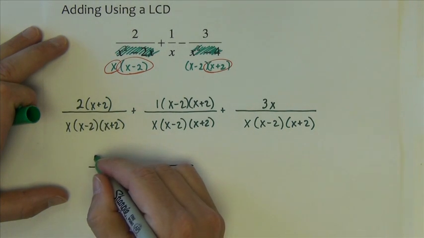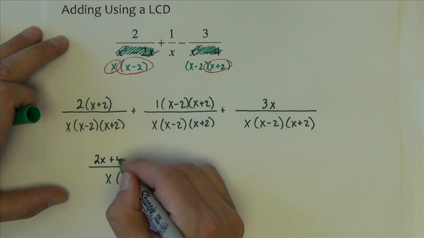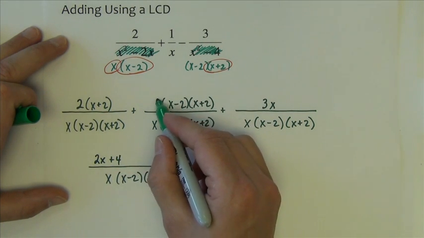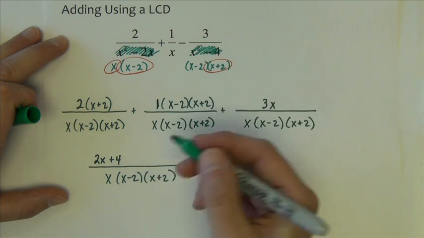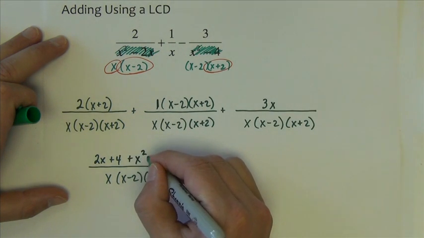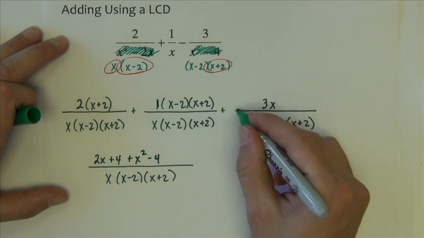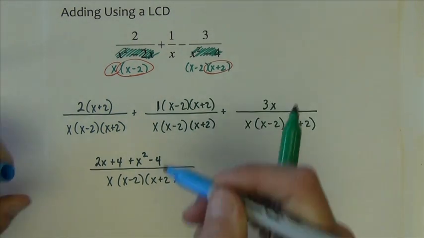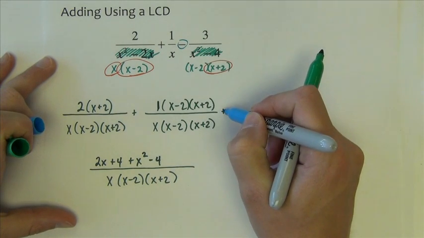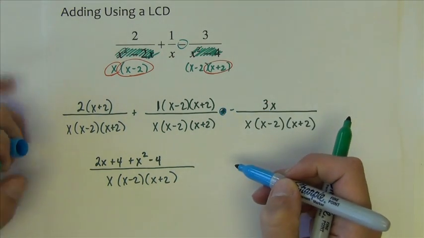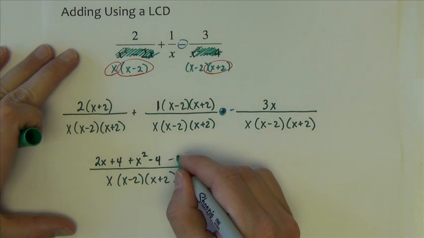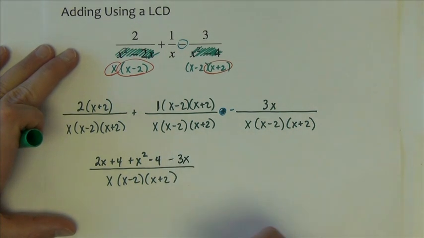First fraction is distributed to 2x plus 4. Second fraction, I'm just going to FOIL these together, and since I'm timesing by 1, it's just the FOIL of that, which is going to be x squared minus 4. Over here I have, whoops, mistake time. This was a minus. I put a plus right here. It should be a minus. So this is going to say minus 3x.